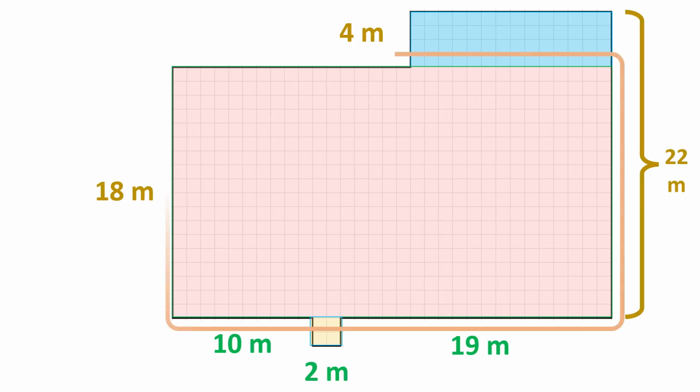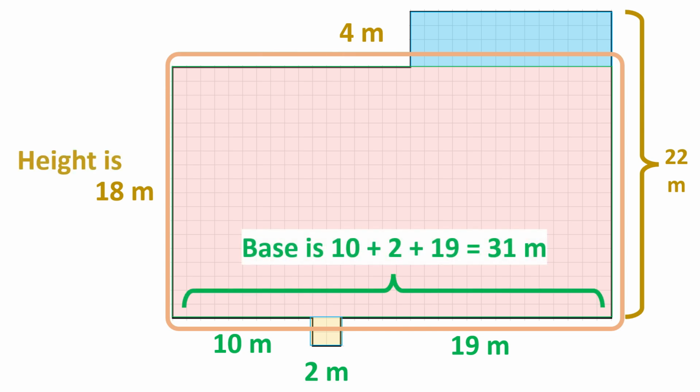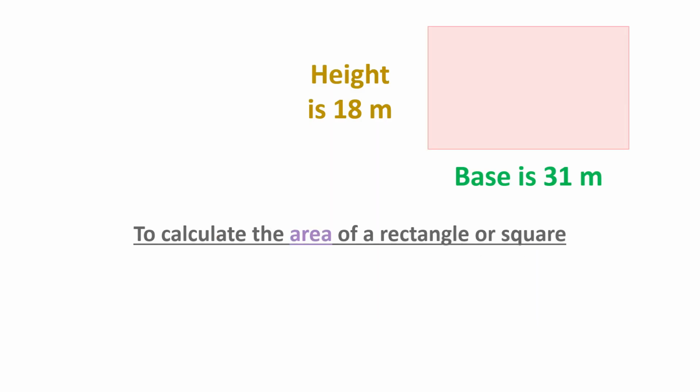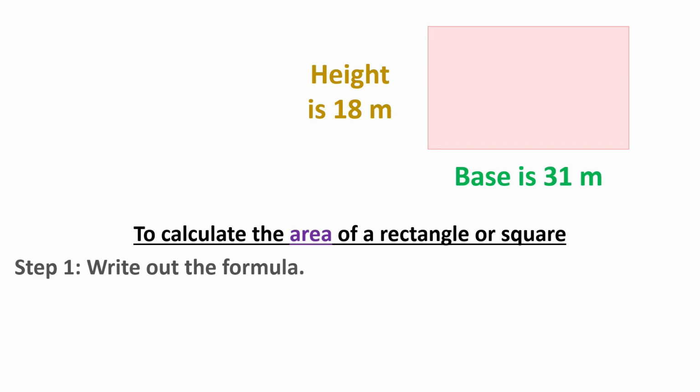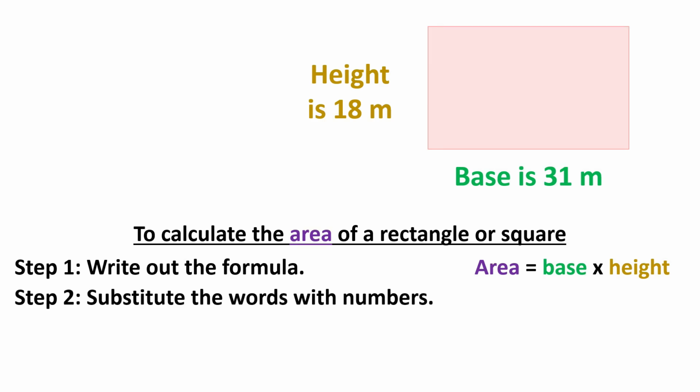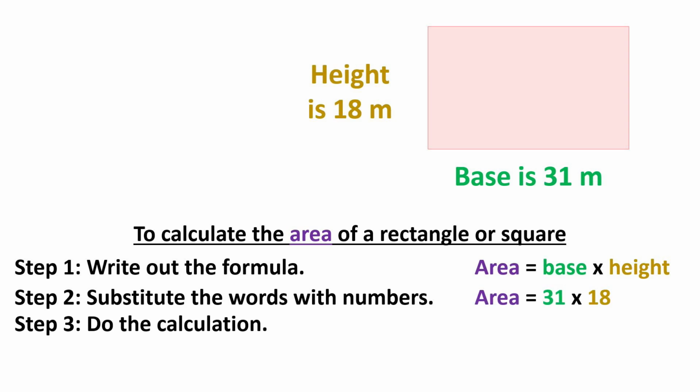The pink rectangle has a base that's 31 meters and a height that's 18 meters. To calculate the area of a rectangle or square, we do 3 steps. Step 1. Write out the formula. The formula is area equals the base times the height. Step 2. Substitute the words with numbers. The base is 31 meters and the height is 18 meters. Step 3. Do the calculation. 31 times 18 equals 558. So the area of the pink rectangle is 558 square meters.